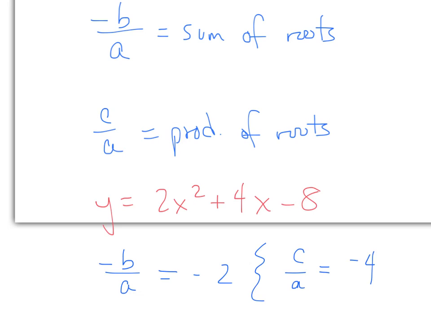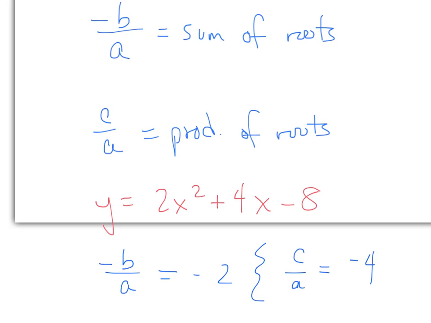But what it does tell me is that if I knew the roots, I could check that I'm right by adding the roots together. And I should get this value, because negative b over a was defined as the sum of roots. Then over here, c over a is defined as the product of roots. If I knew the roots, the roots must be probably like 2 and negative 2.